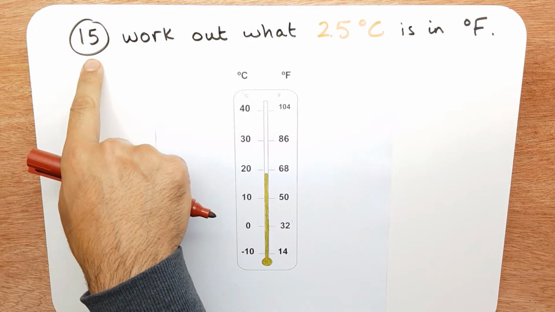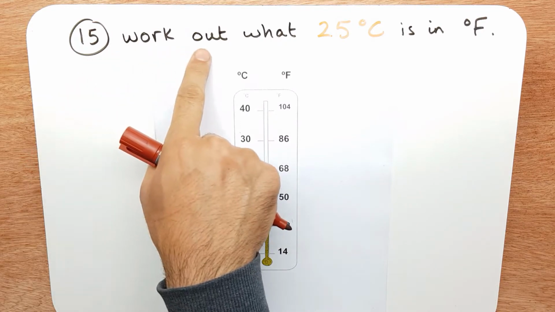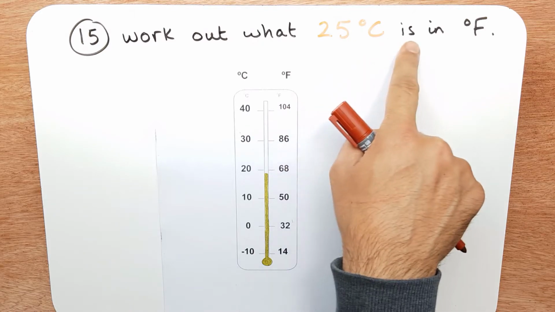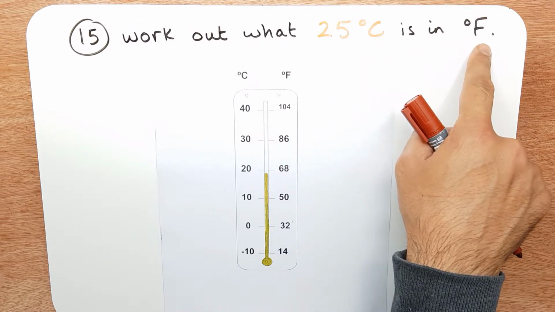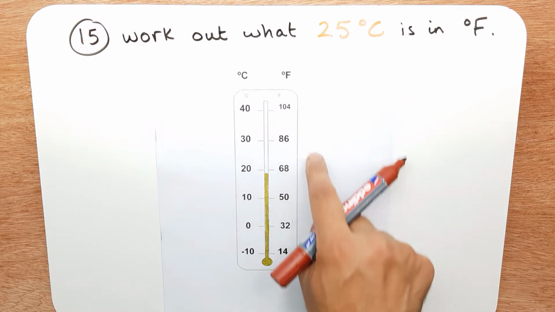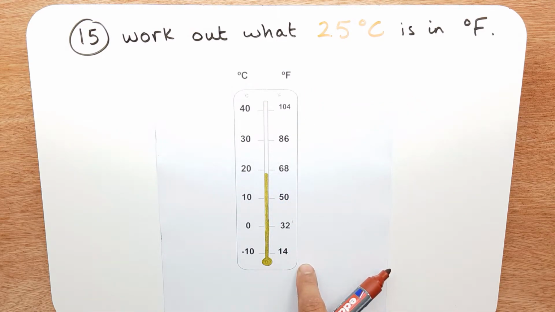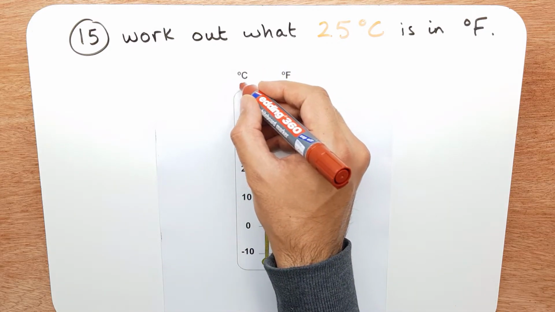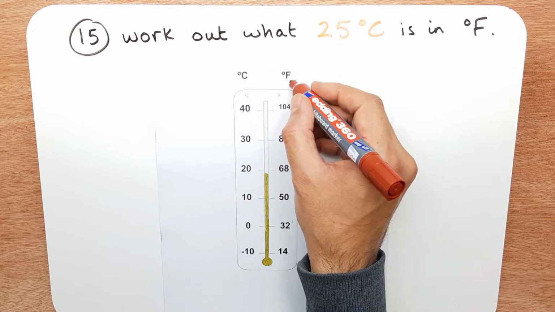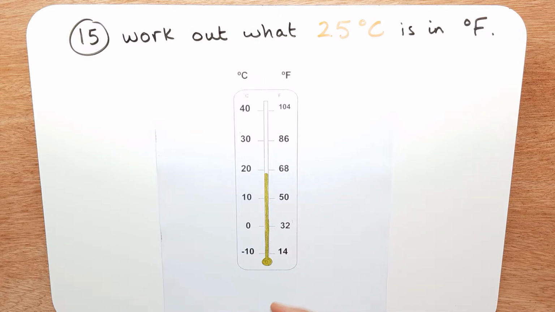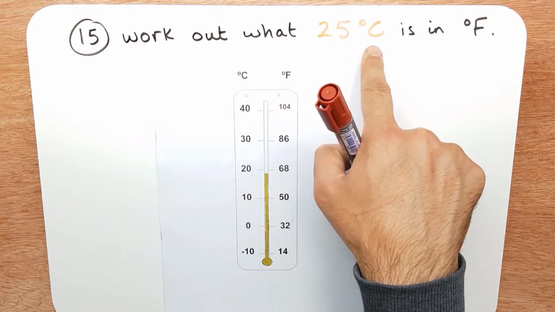In question 15, we're asked to work out what 25 degrees Celsius is in degrees Fahrenheit. So we have this thermometer, and this thermometer measures temperature. Now we have degrees centigrade here, and we have degrees Fahrenheit here on this scale and this scale. So we've been asked to work out what 25 degrees Celsius is.